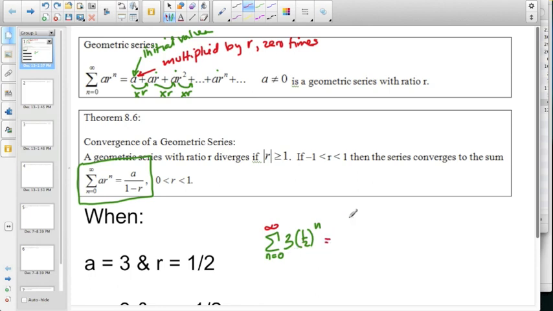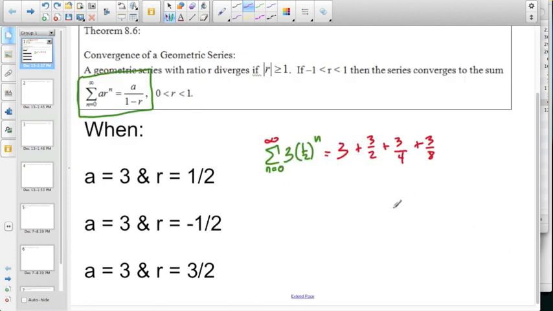And so when we take a look at this, the first term is 3 times 1/2 to the 0, which is 3, and then 3 times 1/2, which is 3/2, and then 3 times 1/4, which is 3/4, and then 3 times 1/8, which is 3/8. And so if we look at this, we can see that these values get smaller and smaller, and this common ratio, this 1/2, is the thing that's making that smaller and smaller.